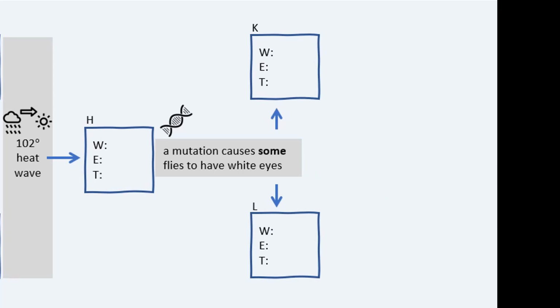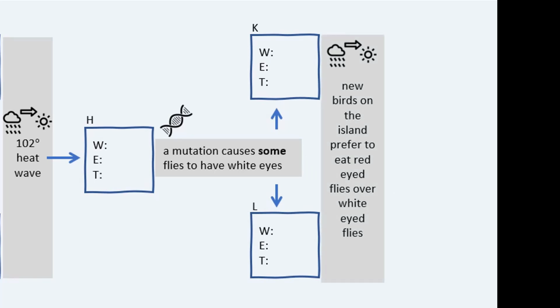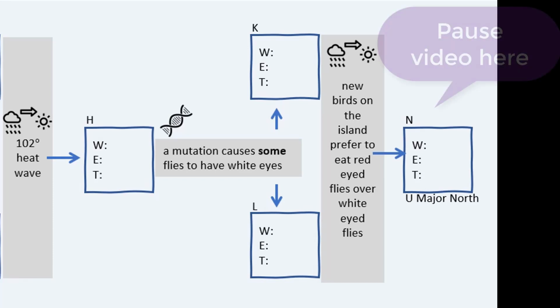The next event affects populations K and L. A new predator on the island is a species of bird that prefers to eat flies with red eyes instead of those with white eyes. Some flies are successful in this environment, and some are not. The survivors become population N. Pause the video here and fill in the traits for the new population N.